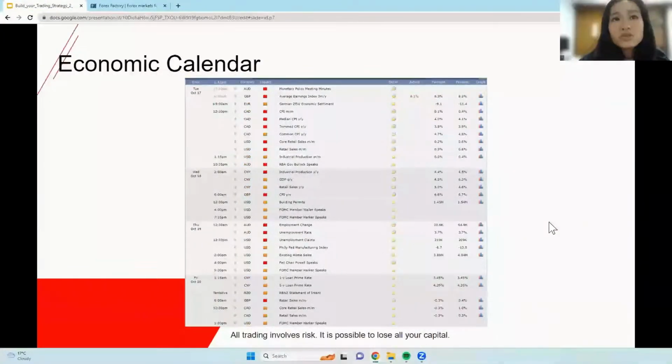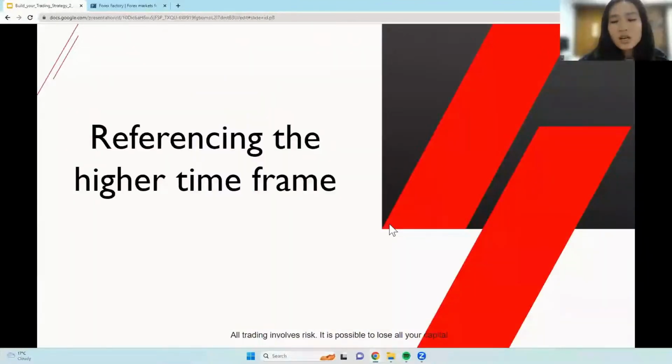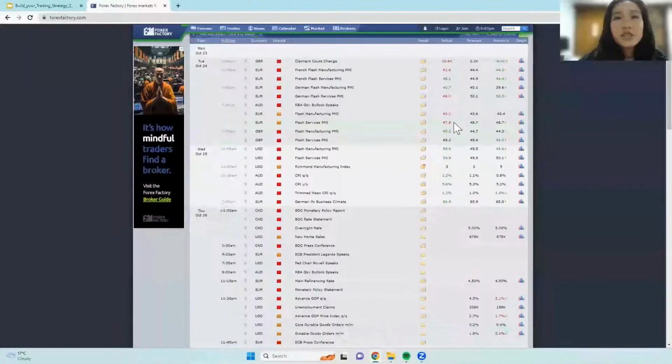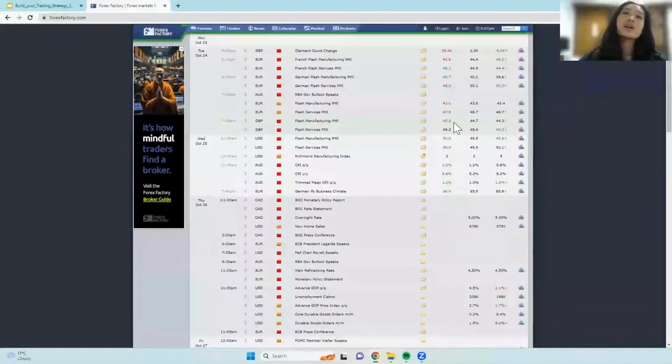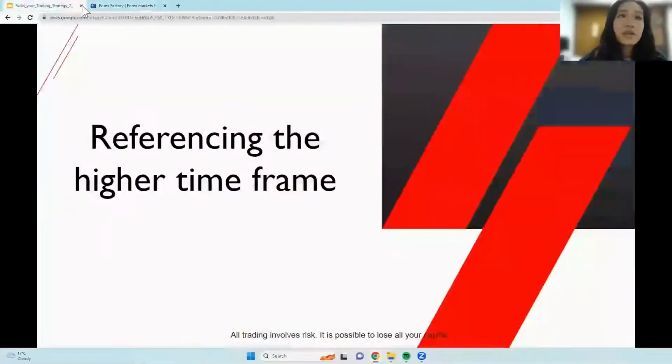So it's important to use an economic calendar when you day trade, because day trading in particular, it will affect your trades. Whenever a news release is out, you could see it go up or down. So it's important to take note of your fundamentals when you are day trading. Okay, next, let's move on.